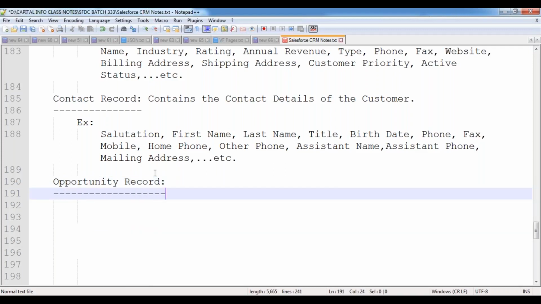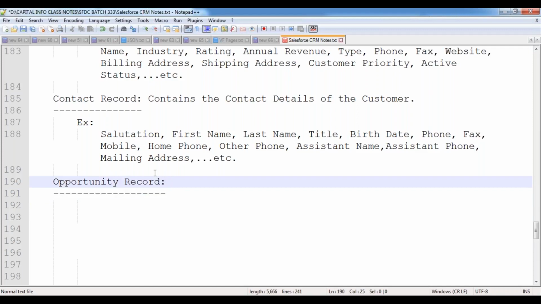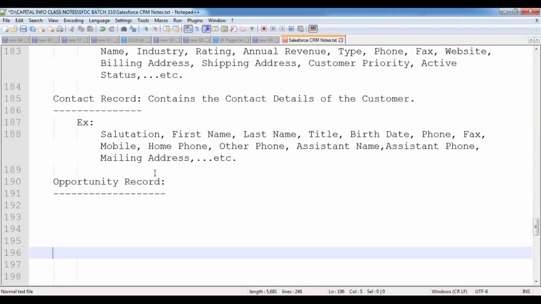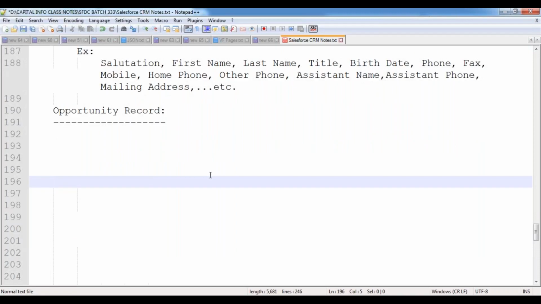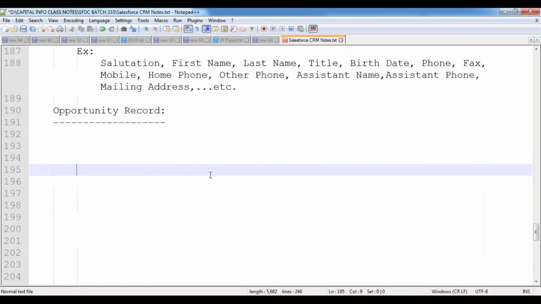So what exactly is the opportunity record? The opportunity record describes how much business we did with the customer. How much revenue we have generated from the customer will be indicated by the opportunity record. Let me explain in general words so we can understand very easily what opportunity means. For example, assume that today I went to the supermarket to buy some vegetables.